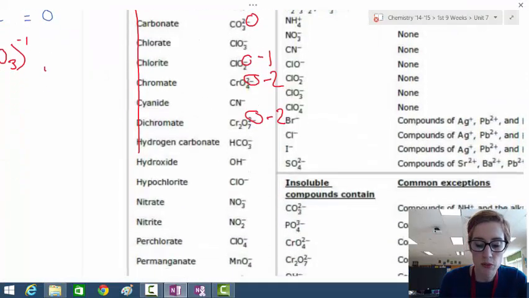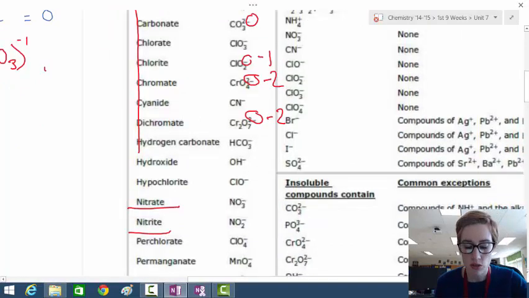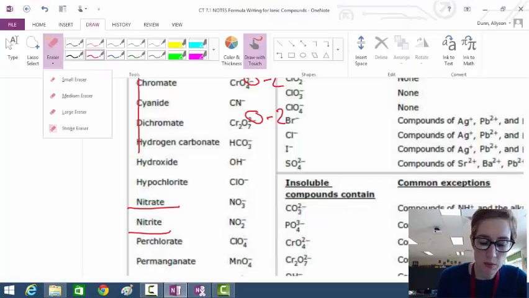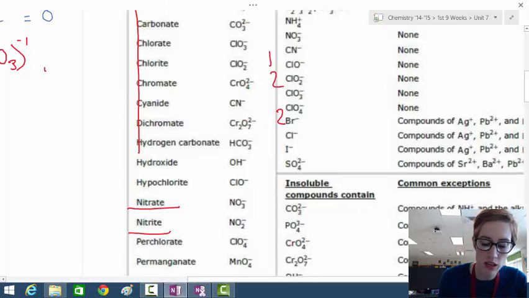Some of them you have to be careful because the names are similar, like nitrate and nitrite are two different polyatomic ions, but they sound similar because they have names that sound the same. So you have to be careful when you're looking at polyatomics that you're looking at the right one.